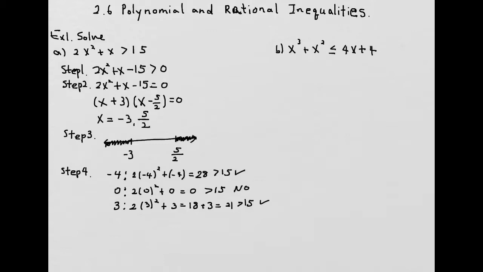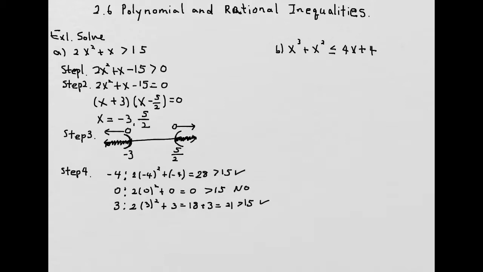Now I want to see if we're going to use a bracket or a parenthesis. It means: are we including negative 3 and 5 over 2 or not? In order to tell that, you need to go back and look at the given problem. We had greater than, not greater than or equal to. It means it's not including the points that you found. So you're going to use parentheses. You can use parentheses or, if you want, an open circle like that. Parentheses or open circles will be fine. So that will be the solution on the graph.